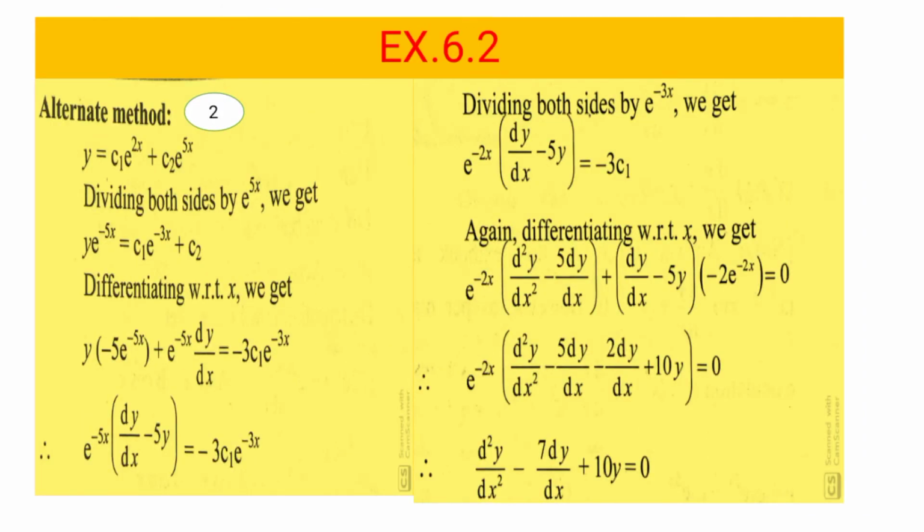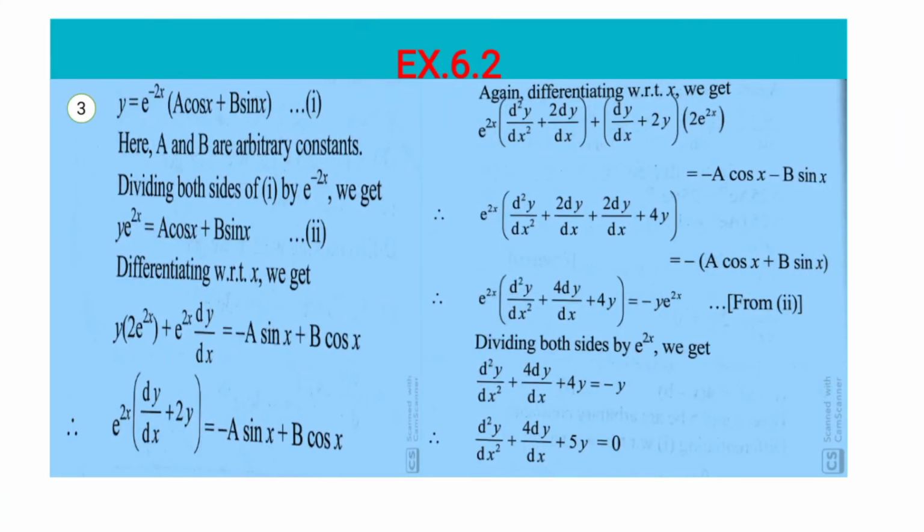Second is the alternate method of this. Now, 6.2 third problem is y is equal to e raised to minus 2x into a cos x plus b sin x. Give this is number 1. Here a and b are the arbitrary constants.